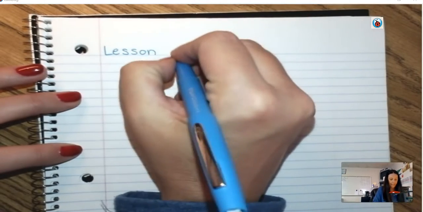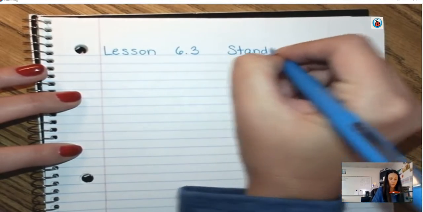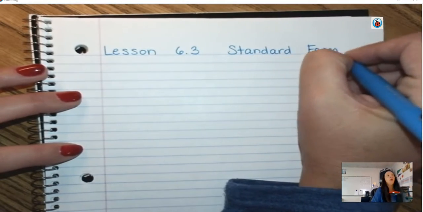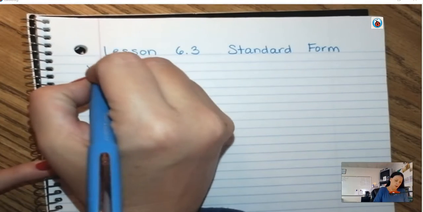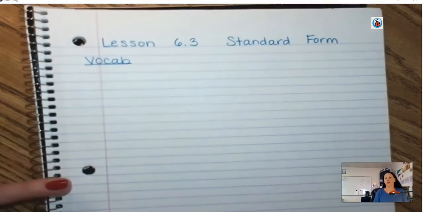Today we're working on lesson 6.3, standard form. We did learn about standard form a few weeks ago in module 5, I think. The only vocab there's been has been the formulas or the equations.